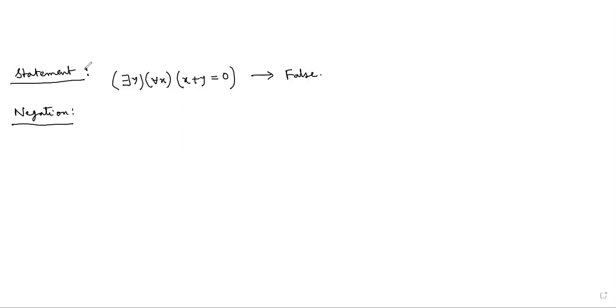Now, what is the statement here? The property P here is x plus y is equal to 0. Actually here I have written that there exists y for all x, property P is satisfied. And our context of discussion is the set of integers.